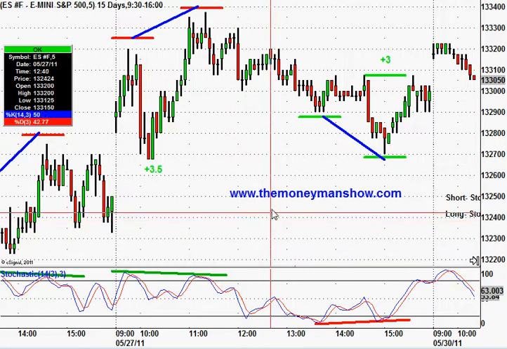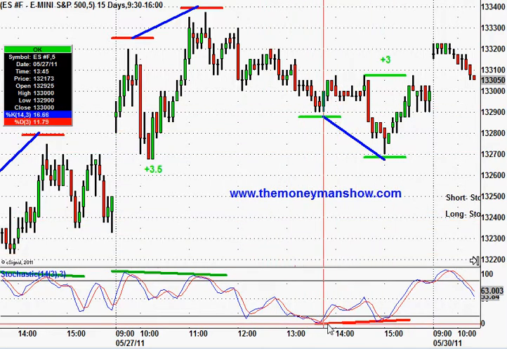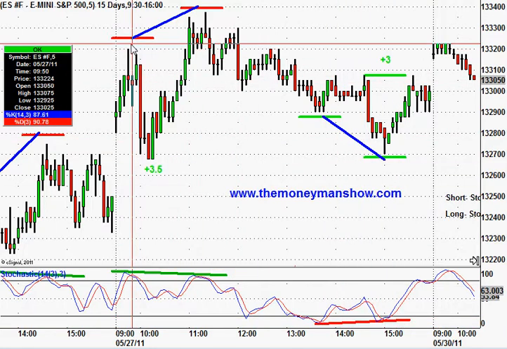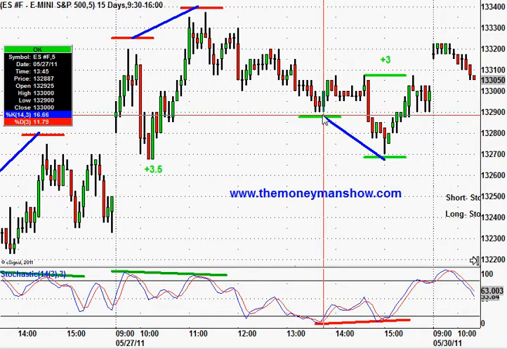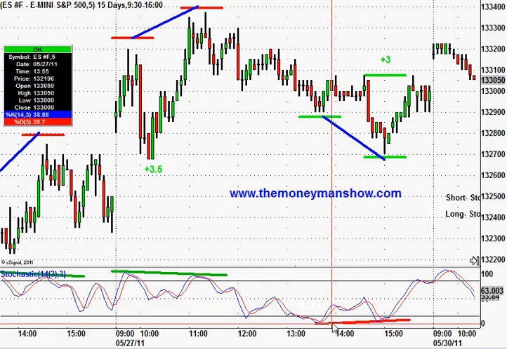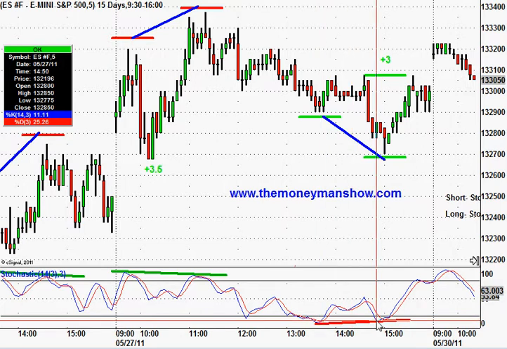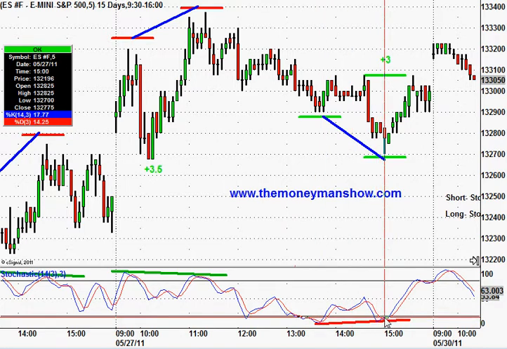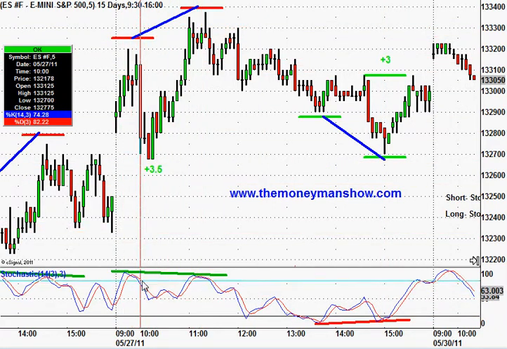So again, to the long side you have a lower low and the stochastic is higher. To the short side you have a higher high and the stochastic is lower. Okay, another thing, both of the stochastic here should be, and especially the first one, in the oversold area. And this one should be in the oversold or very near the oversold area, and this one for the short should be in the overbought area.